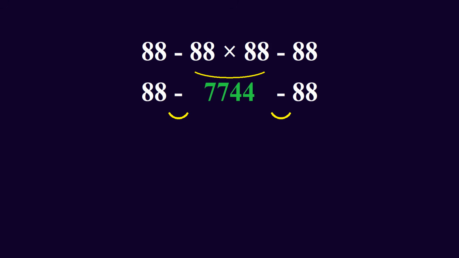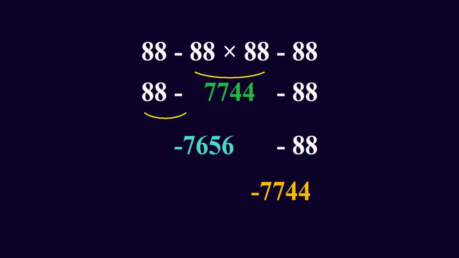So 88 minus 7,744, which equals minus 7,656. So we have minus 7,656 minus 88, which equals minus 7,744. And this is our final answer for this problem.